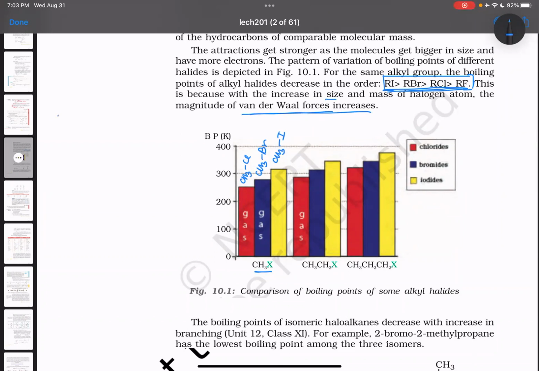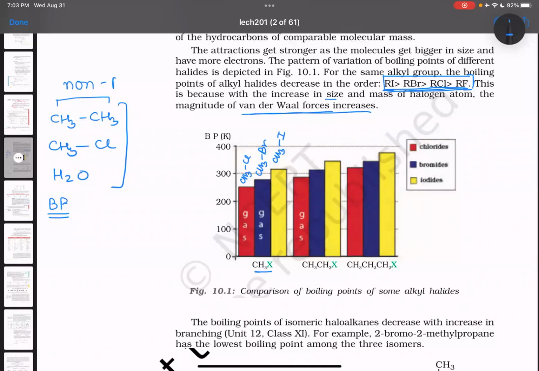But for the boiling point of ethane, CH3Cl, and water, what will be the order of the boiling point for these three? Boiling point, this is almost non-polar.